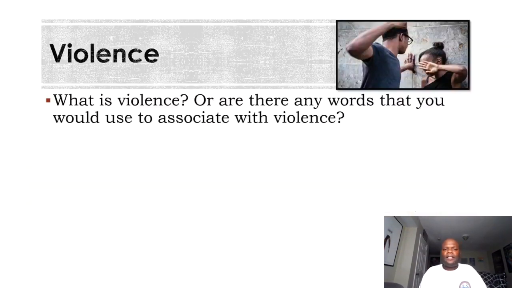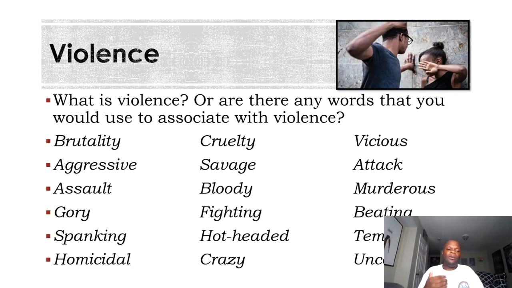Let's start off with violence. What is violence? Do you have words that you would use to associate with violence? So you're looking at this lecture, you've been following along for several weeks, and we're talking about violence. Well, here are many of the words associated with violence. Someone who's being aggressive. Think about blood or bloody, fighting. Someone who's hot-headed or has a temper. Someone who's vicious or maybe enjoys conducting beatings. Or a person who's homicidal.